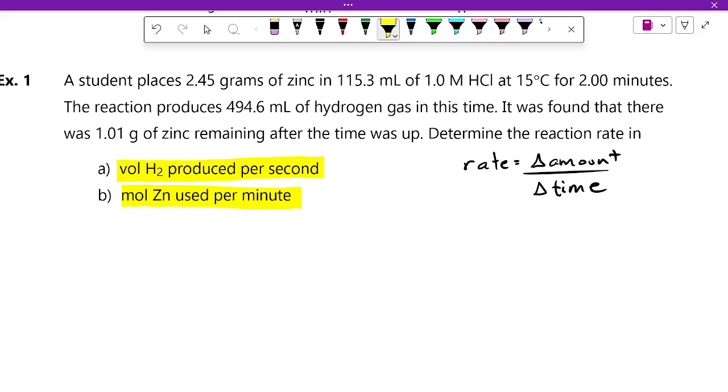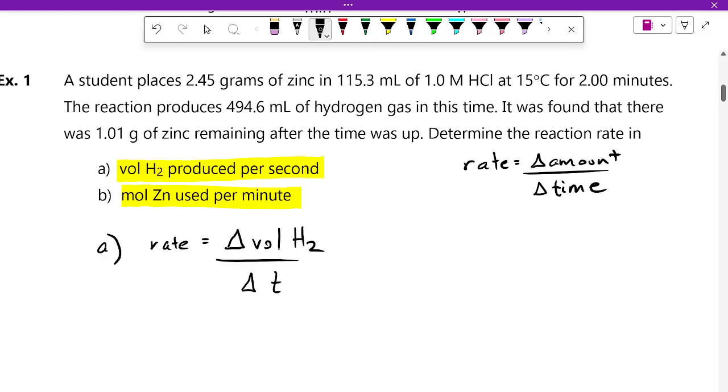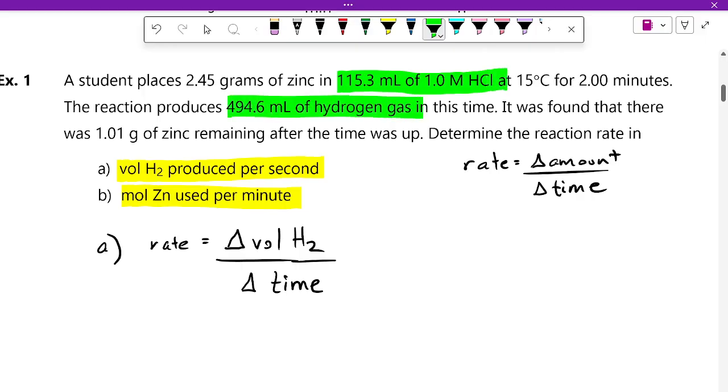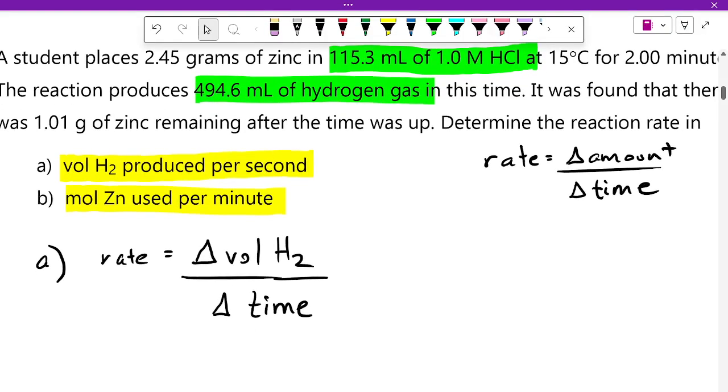If anyone is stuck, for A, you're going to want rate is equal to the change in volume of H2 over the change in time. But we can leave it in milliliters, right? You can leave it in milliliters, right? And there are 2 milliliters given here. We are given milliliters of HCl and we're given milliliters of hydrogen gas. So be careful to use the right milliliters. You want to use the milliliters of hydrogen gas.